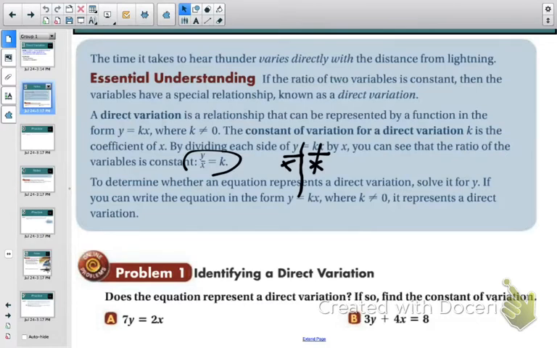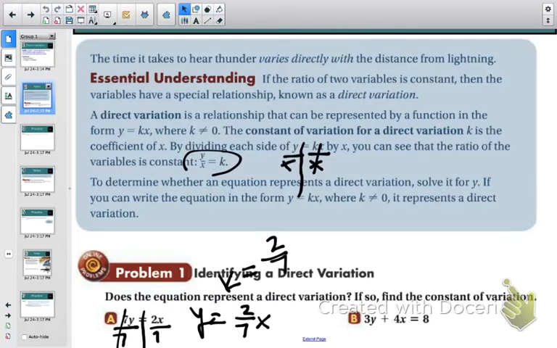Okay, so looking at this problem down here, this says, does the equation represent a direct variation? If so, find the constant of variation. So if you get y by itself here, we just divide by 7. We get y equals 2x over 7, or 2/7 x. And it does look like y equals kx. So this is a direct variation, yes. And in this case, k would equal 2/7.